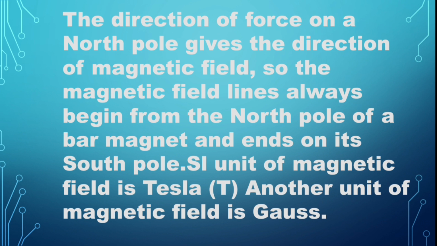Now the direction of force on a north pole gives the direction of the magnetic field. So the magnetic field lines always begin from the north pole of a bar magnet and end on the south pole. The SI unit of magnetic field is Tesla. Another unit of magnetic field is Gauss. Tesla is denoted by capital T, and Gauss, G-A-U-S-S. That is the unit of magnetic field.